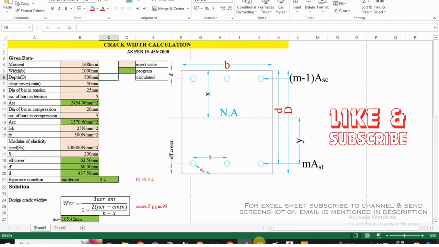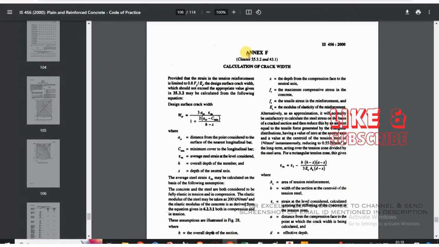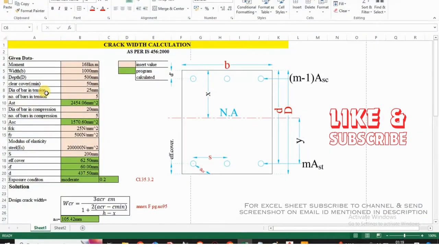The IS456 clause number is given, and next for which design crack width is Wcr equals 3 acr into epsilon m divided by 1 plus 2 bracket acr minus C minimum divided by h minus x. Terminologies are given, you can read it or we will solve and you will understand.